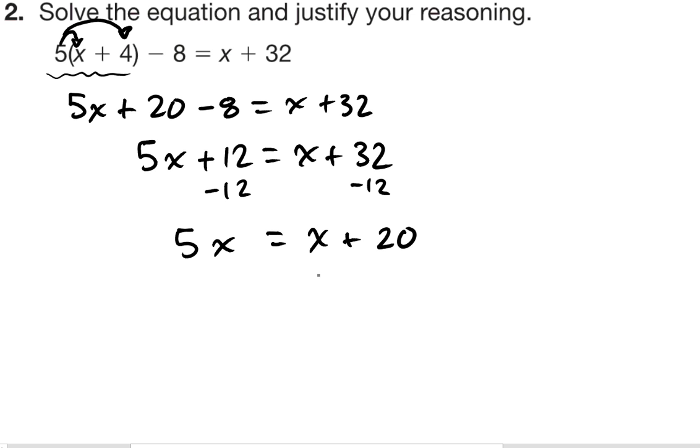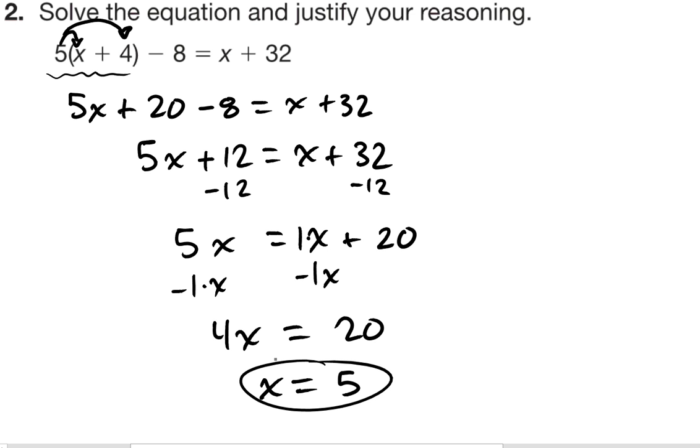Now I'm going to subtract, I've got a single x right here, so I'm going to subtract 1x from both sides, right? This is 1x. On the left-hand side, I have 5x minus 1x, which gives me 4x, and that equals, on the other side, just the number 20. And therefore, x will equal 20 divided by 4, which is 5. So x equals the number 5.